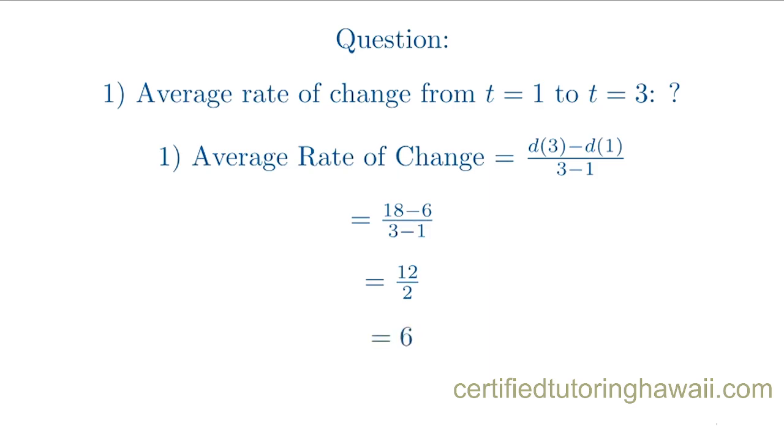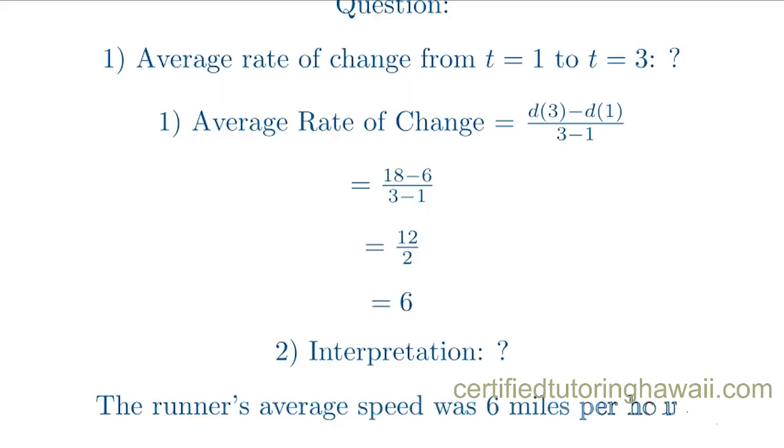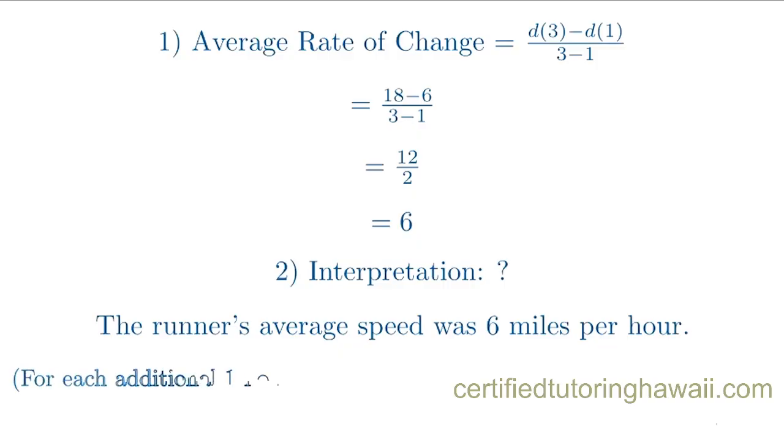But what does that mean? This is where our unit analysis and AP phrasing come in. The output is distance in miles, and the input is time in hours. So the units are miles per hour. This means that, on average, the runner ran 6 miles per hour during the interval from 1 hour to 3 hours. Using our template, for each additional 1 hour, the runner's distance increased by 6 miles, on average.